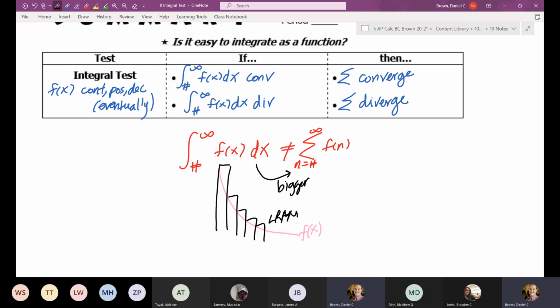But yeah, we won't ever find what that series is equal to unless it's a geometric one, but who's using the integral test for a geometric series? You could, but you're wasting your time. So let's go ahead and look at an example.